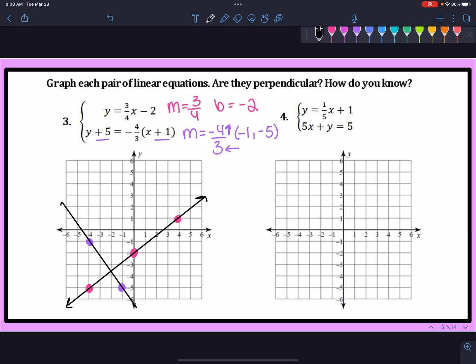Now, looking at this, it looks like we have a 90-degree angle right here. So for now, I'm going to say that these are perpendicular.